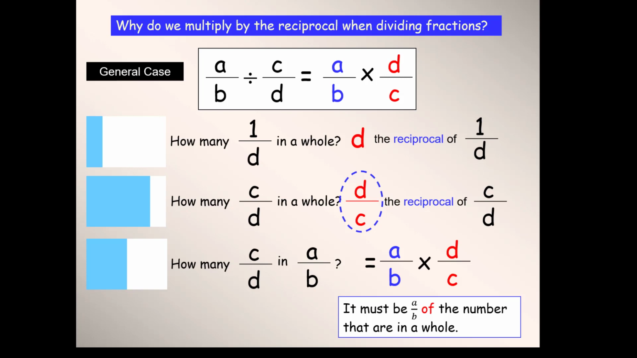So then how many C over D in A over B? Obviously it will be A over B times D over C. Even if you don't understand this, just remember if you divide a fraction by a fraction, you keep the first fraction as it is, but then you multiply by the reciprocal of the second fraction.